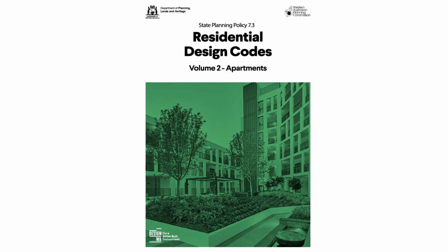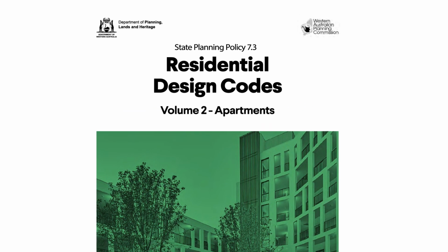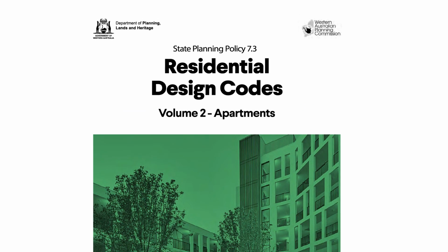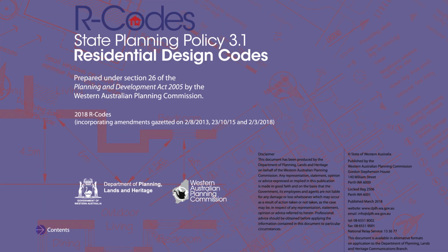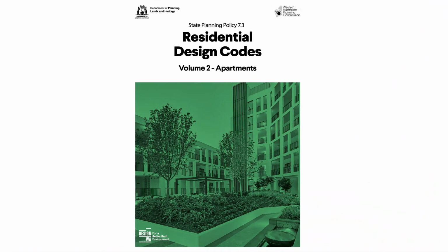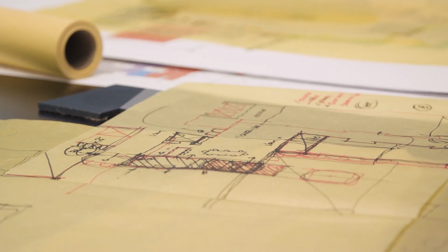The first operational document is the State Planning Policy 7.3, Residential Design Codes Volume 2, Apartments, also known as the Apartment Design Policy. This replaces Part 6 of the existing R codes. It provides planning and design guidance for residential apartments in areas coded R40 and above, in mixed-use developments and activity centres. There are 4 parts to this document.